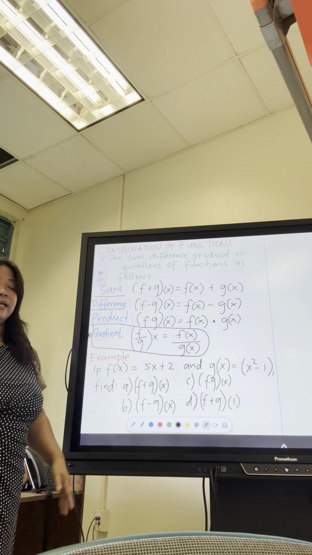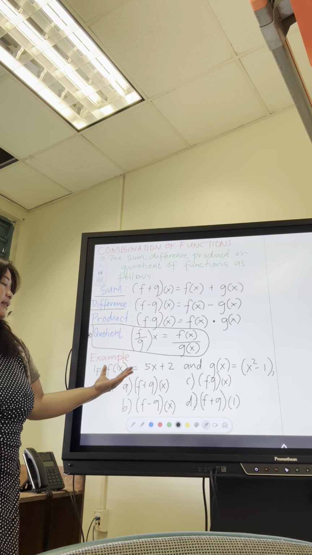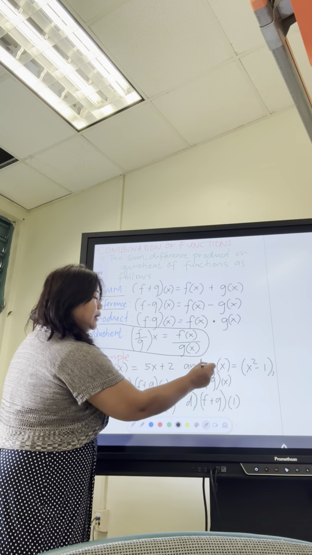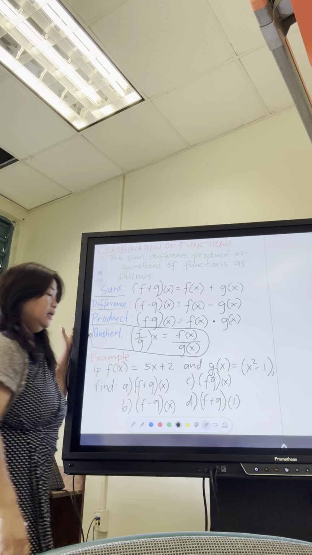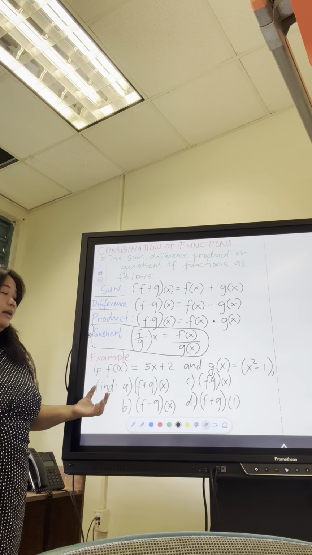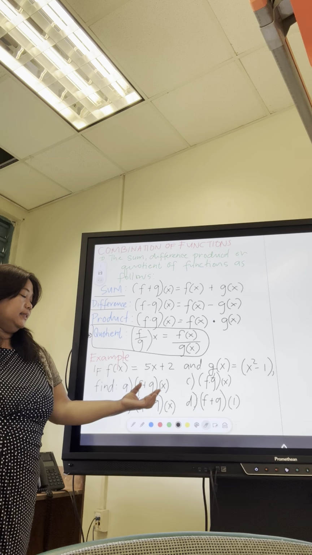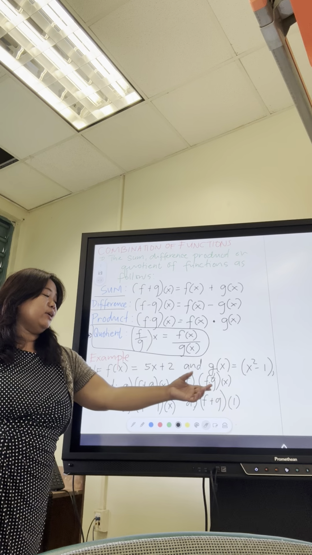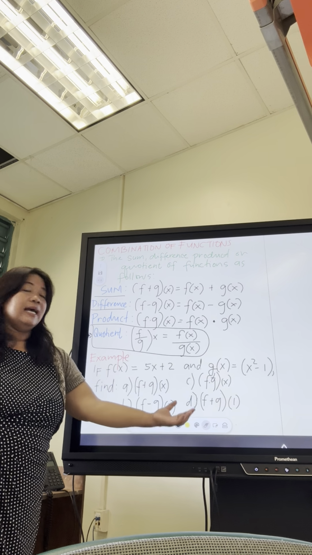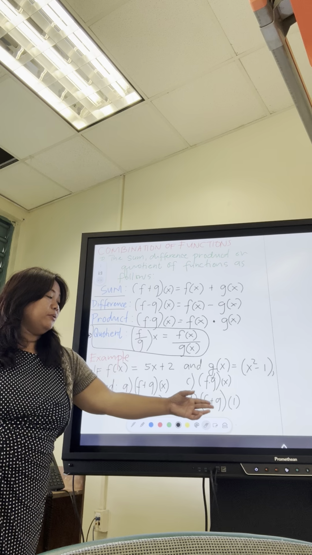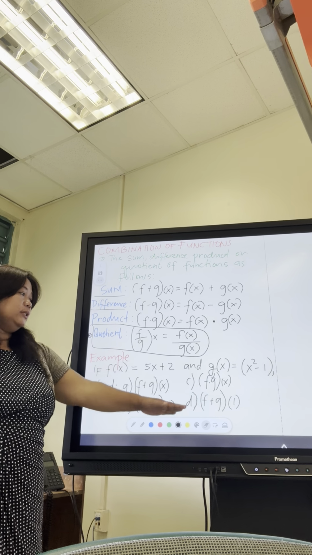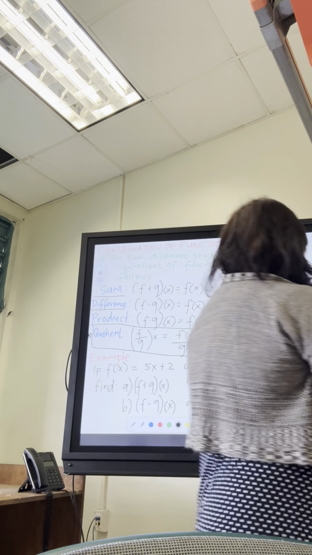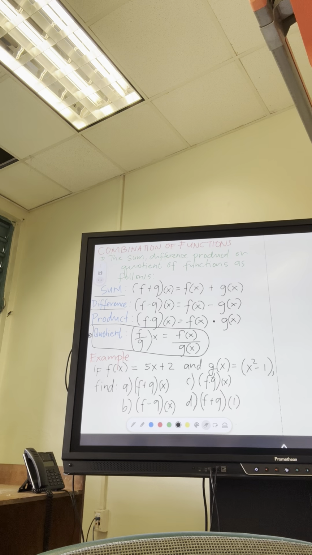So if I give you an example, if f of x is equal to 5x plus 2 and g of x is equal to x squared minus 1, now you are going to find letter A, f plus g of x, letter B, f minus g of x, letter C, f times g of x, and letter D, f plus g of x at 1. So you notice in letter D, you need to evaluate the resulting function.